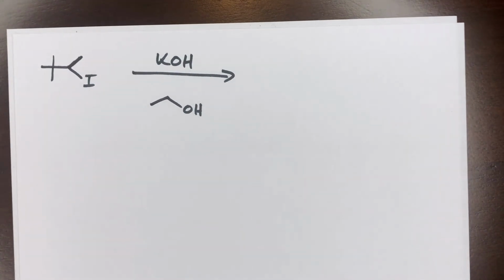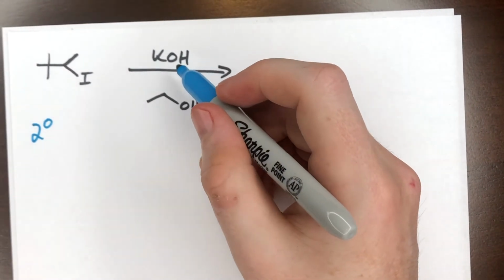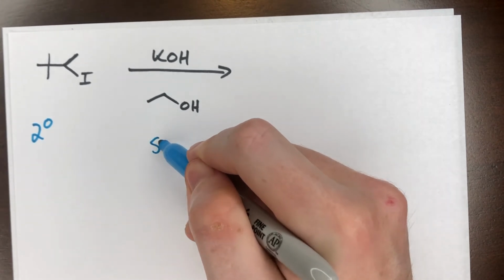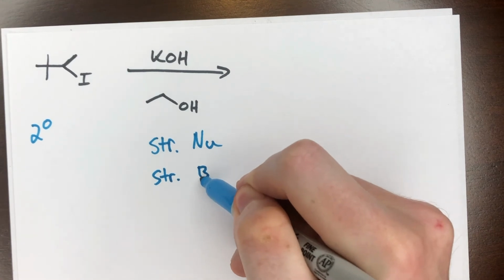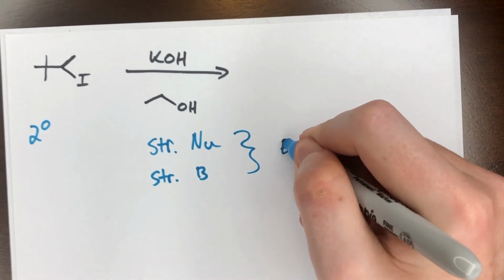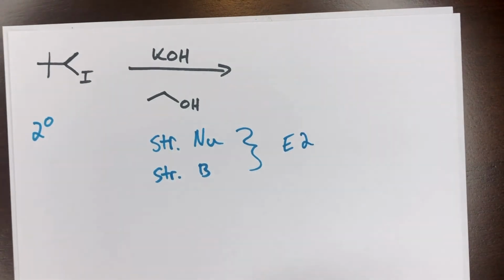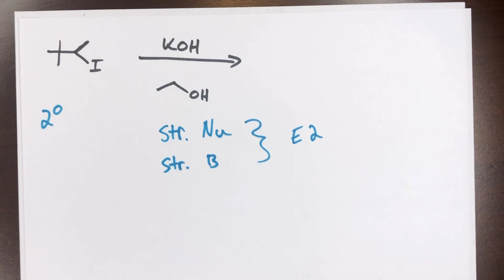All right, so here we have a secondary alkyl halide again. Now, KOH, this is both a strong nucleophile and a strong base. So secondary, this is most likely E2. Okay, now it will be E2, but there's one thing that's important to mention before I get into the mechanism of this here, is we have some acid-base chemistry that may be going on before the reaction begins.